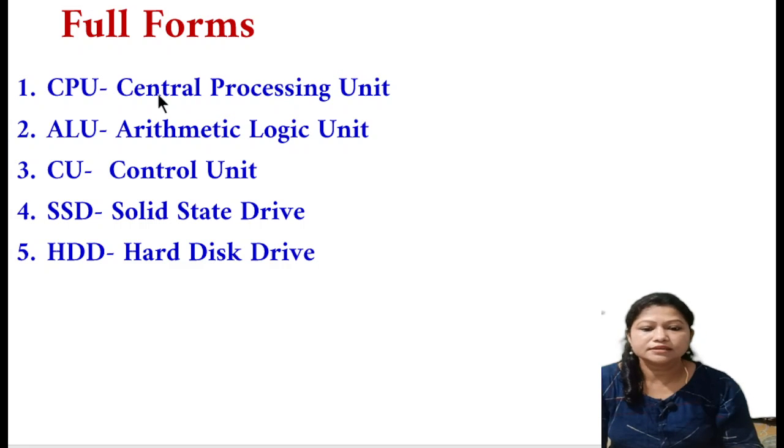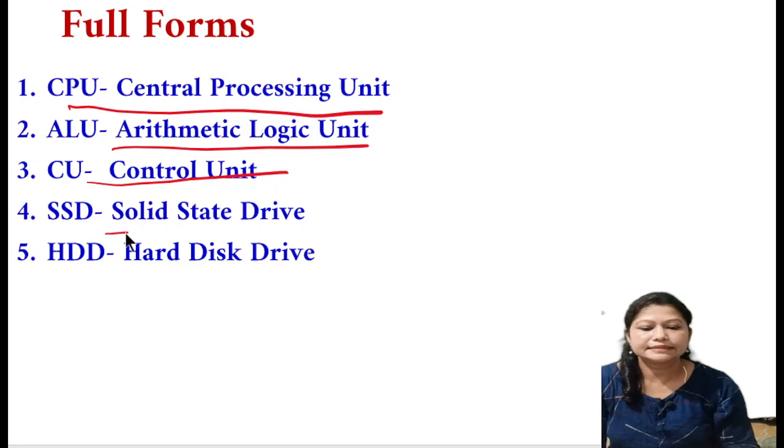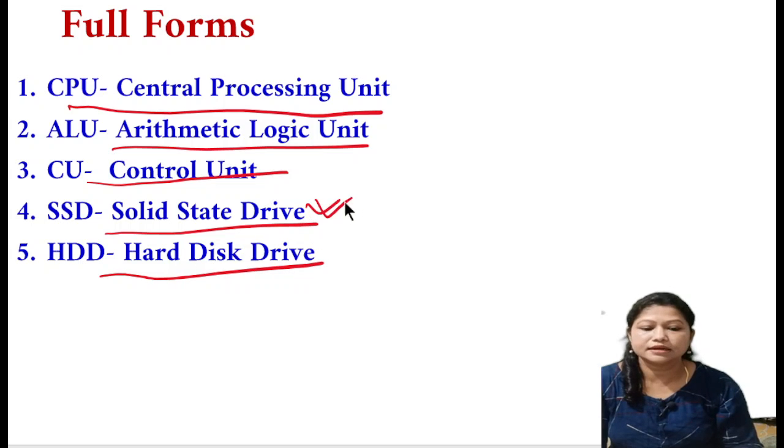Now we will see the various full forms, the full forms of the terms used in this video. CPU stands for Central Processing Unit, ALU stands for Arithmetic Logic Unit, CU stands for Control Unit, SSD stands for Solid State Drive, and HDD stands for Hard Disk Drive. SSD is a secondary storage unit. It is more powerful than the hard disk drive, and it is faster than the hard disk drive.